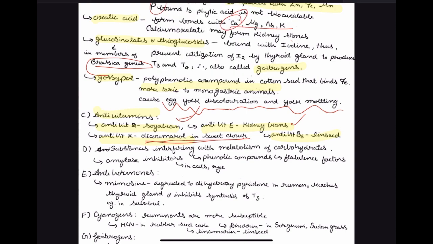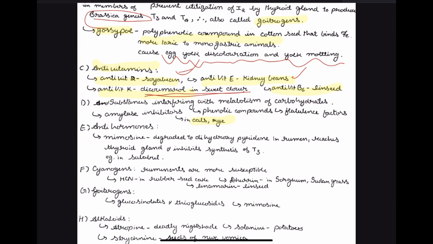Okay. Then we have substances interfering with the metabolism of carbohydrates. So they are ANF acting against the carbohydrates. They include amylase inhibitor, which is present in oats and rye, and phenolic compounds, and flatulence factor. Flatulence factor causes an increase in the gas production in the rumen, thus they lead to flatulence.